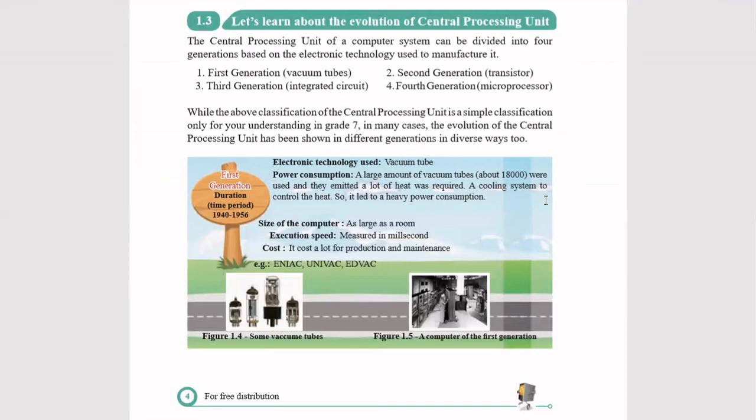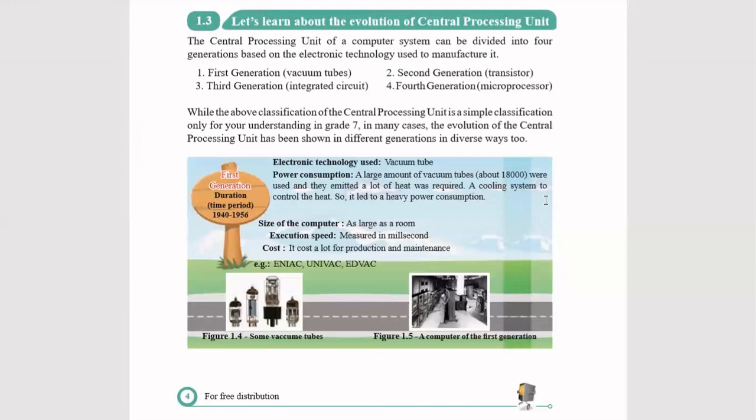Okay, so when we consider the first generation, it's about the time period of 1940 to 1956, long time back. The power consumption is very high, right? Because these computers emitted a lot of heat. So there should be a separate cooling system to control the heat, and therefore the power consumption of the whole system, the cooling system and all, was very high.